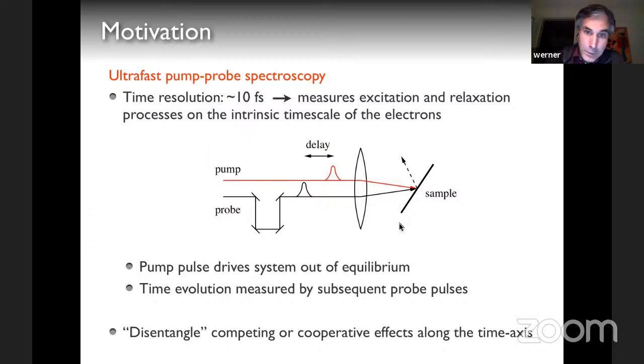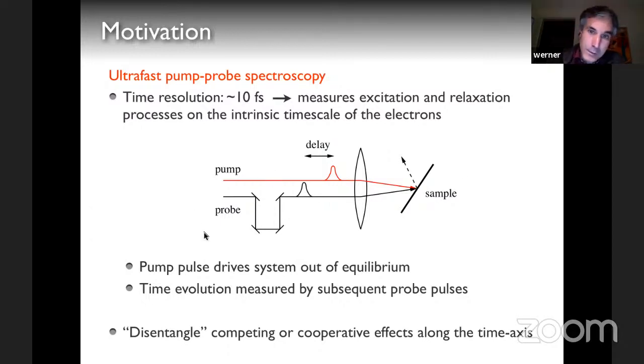A typical pump probe experiment is sketched here. The material is driven out of its equilibrium state by a strong laser pulse, the pump pulse, and then the properties of this excited material are studied with probe pulses that reach the sample with a well-controlled time delay.